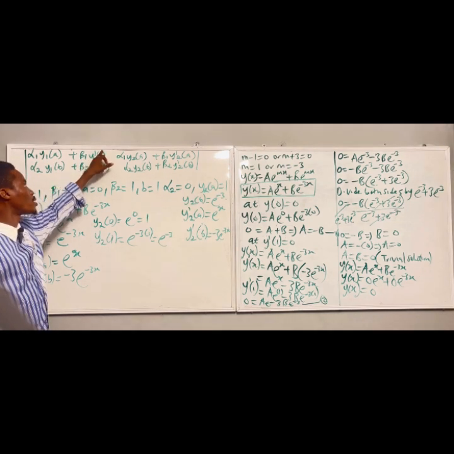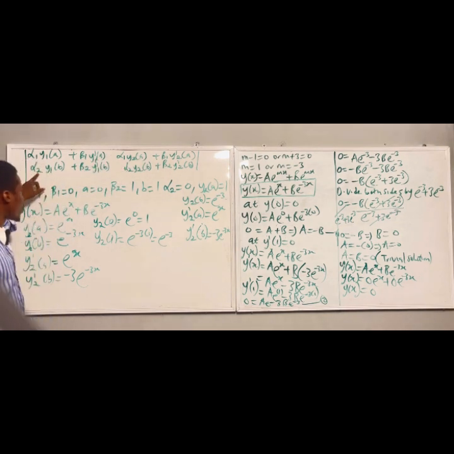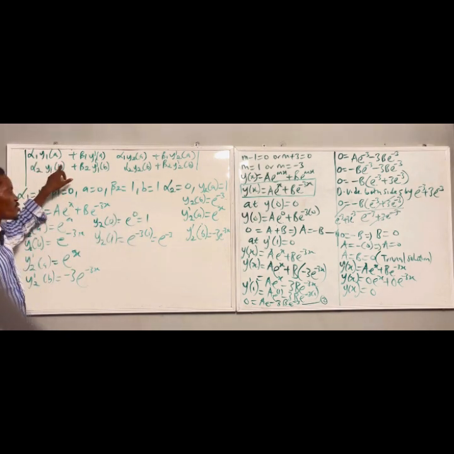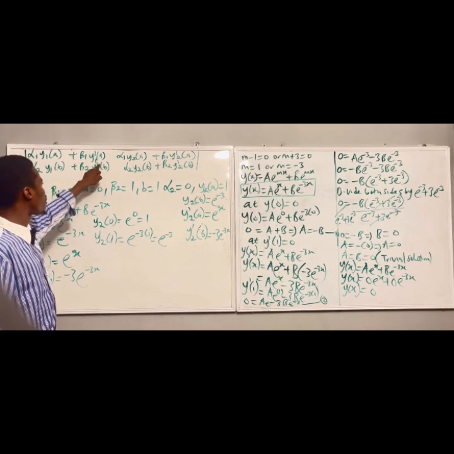Our a is what? 0 as well. We are going to do alpha 2. What's our alpha 2? If I put alpha 2 here, 0. Then y1 of b. What's my y1 of b? So my b here is 1. Then 0 times 1, 0 plus beta 2, y prime of b.